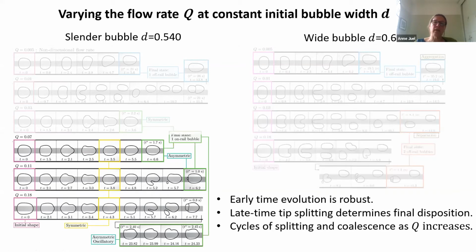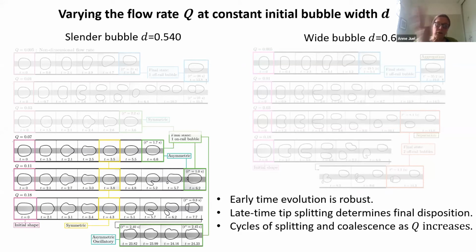So the last thing to look at is really, as we increase the flow rate significantly, we see that the early time evolution is always robust and it's symmetric. We started from a symmetric state, but the late time evolution is the one that leads to tip splitting and essentially cycles of splitting and coalescence, the larger the flow rate. And so what we're going to see is that this is going to introduce sensitivity, possibly extreme sensitivity to initial conditions.